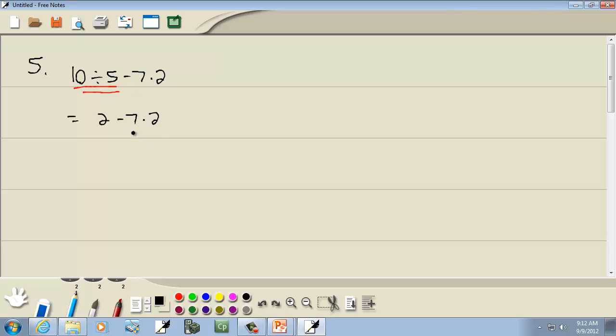Okay, I'm still on the multiplication, division. The only other multiplication or division we have is right here. So I'll do that. 7 times 2 is 14. Now Aunt Sally, addition or subtraction, as we encounter either one from left to right. And here's 2 minus 14, which gives us negative 12. And that's our answer.